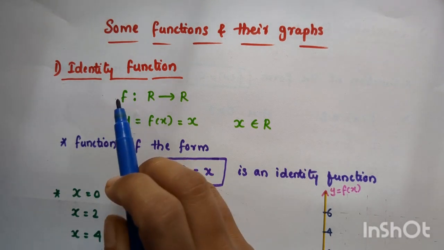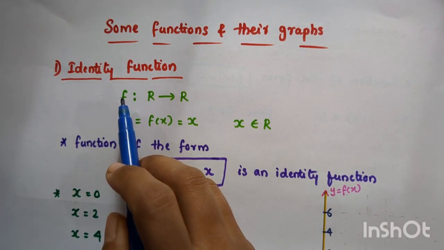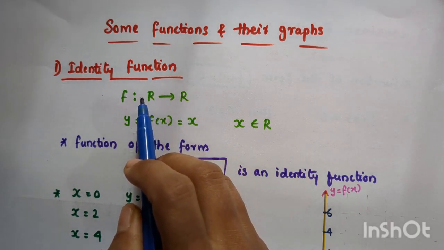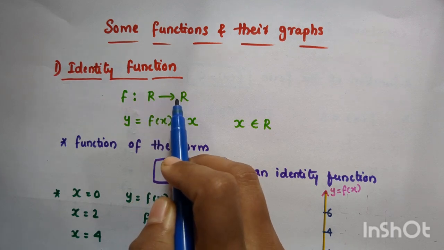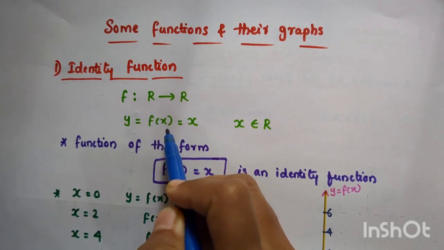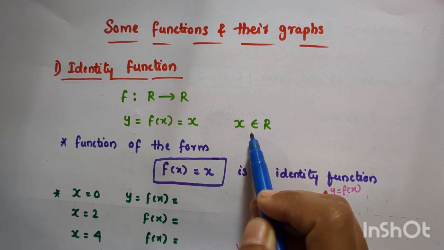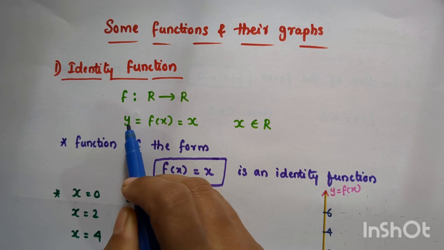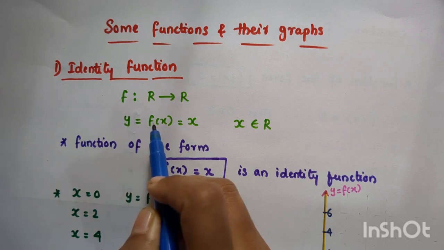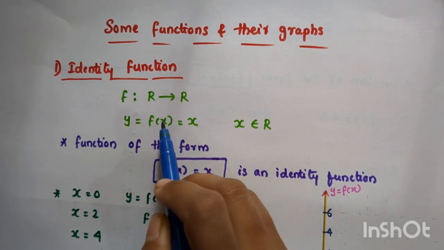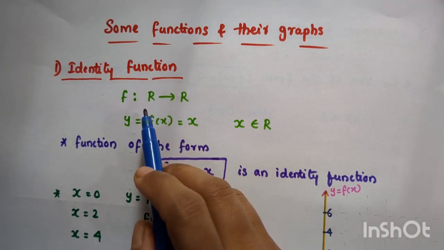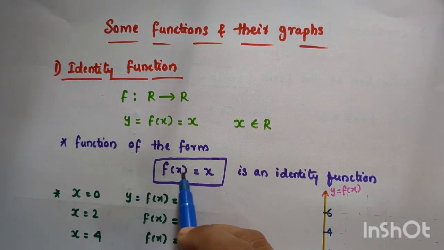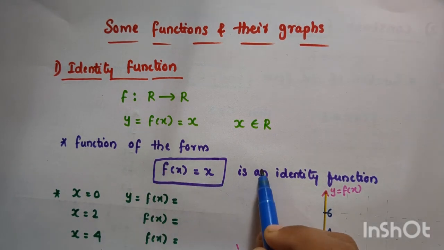Suppose we define a real valued function f such that f is defined from R to R, where R is the set of real numbers. f is defined from R to R by f(x) = x for each x belonging to the real number set R. You see, f(x) means function of x, that is represented by the letter y. So, y = f(x), which is a function of x. Such a function is actually called an identity function. That is, in simple words, we can say that the function which is of the form f(x) = x is an identity function.